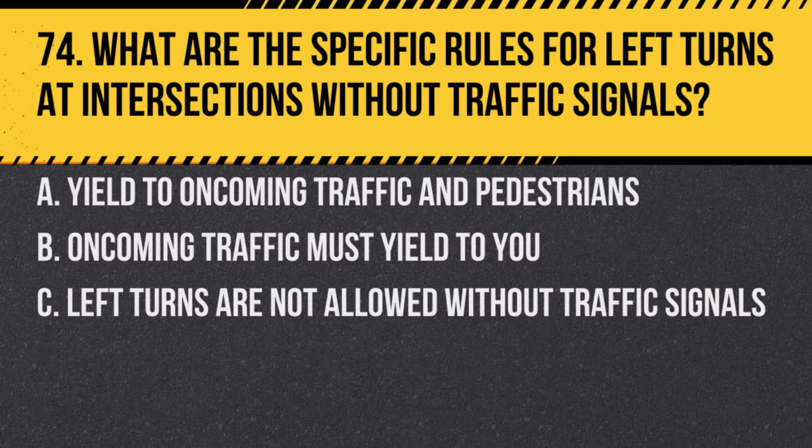Question 74. What are the specific rules for left turns at intersections without traffic signals? A. Yield to oncoming traffic and pedestrians. B. Oncoming traffic must yield to you. C. Left turns are not allowed without traffic signals. Answer. A. Yield to oncoming traffic and pedestrians. This ensures safety for all road users.